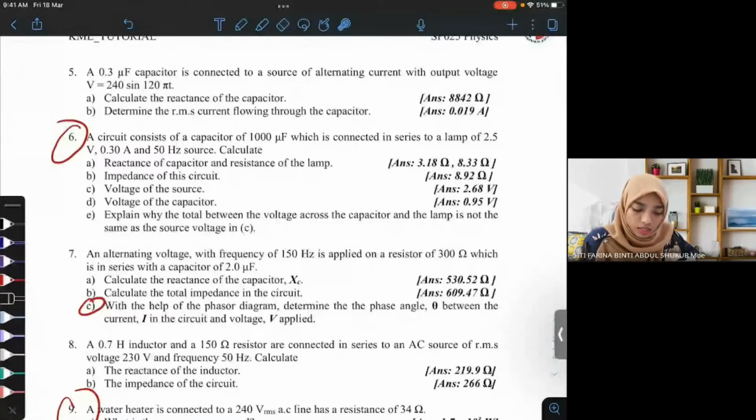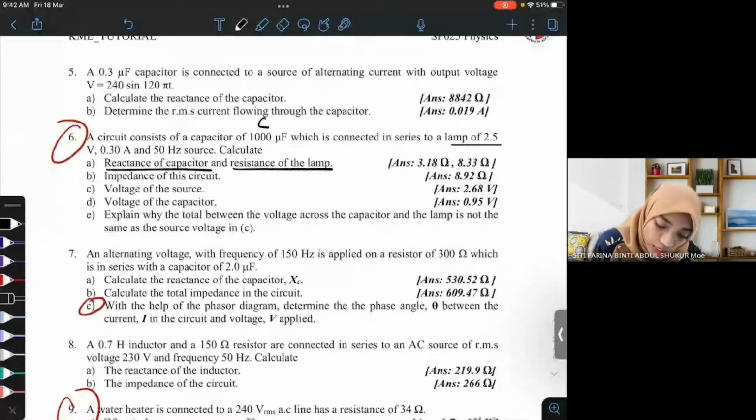Question 6, you have a circuit consisting of a capacitor which is connected in series to a lamp of 2.5 V and 3 ampere and 50 hertz source. Calculate the reactance of the capacitor and the resistance of the lamp.